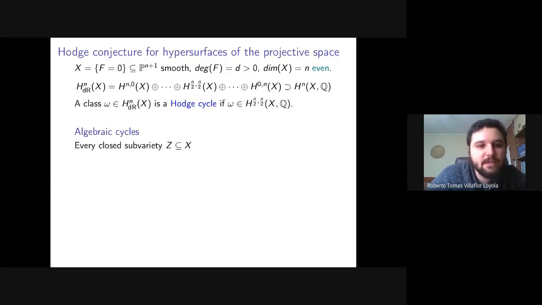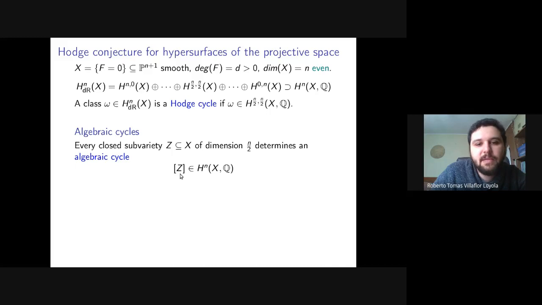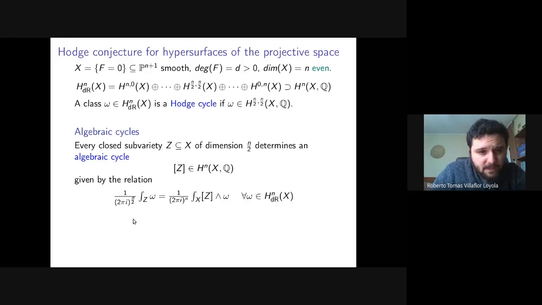So examples of Hodge cycles are algebraic cycles. An algebraic cycle can be constructed, for instance, by taking a closed subvariety of dimension n/2. During all the talk, I'm just considering the smooth hypersurface, so I'm not interested in the other degrees of the homology groups, just the middle one. So we consider an n/2 dimensional subvariety. It determines an algebraic cycle, and this algebraic cycle determines a rational class in the homology group. It's given by the following relation in terms of integrals. When you write it like this, it's easy to see that this class is in fact in the middle part of the Hodge decomposition, and so it is a Hodge cycle. So every algebraic cycle is a Hodge cycle.